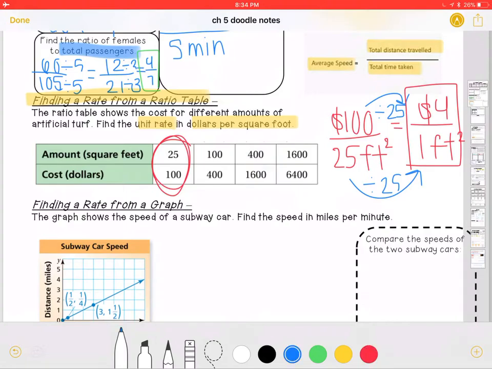Doesn't matter which one you would have chosen. Okay, it's a ratio table. All the rates are equal. So it would all simplify down to 4. You would get $4 per square foot no matter what as the unit rate.